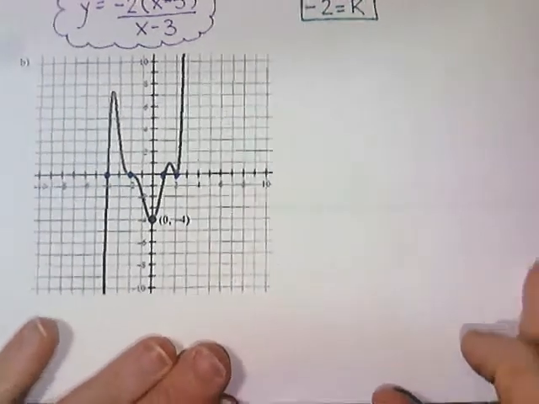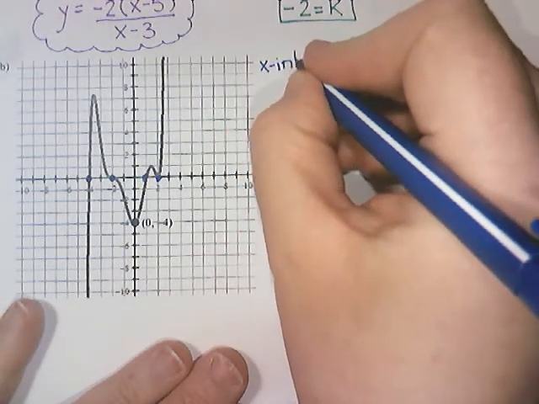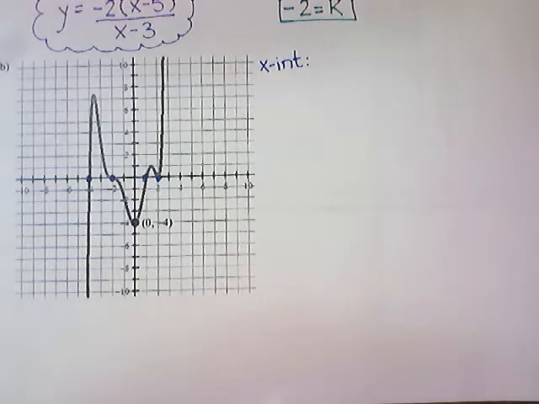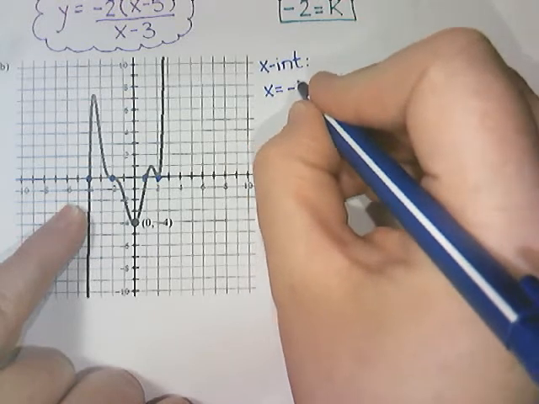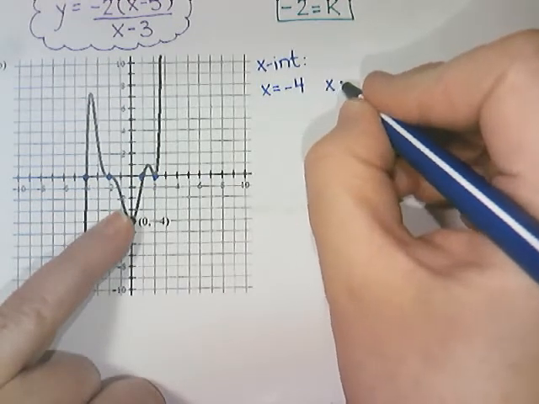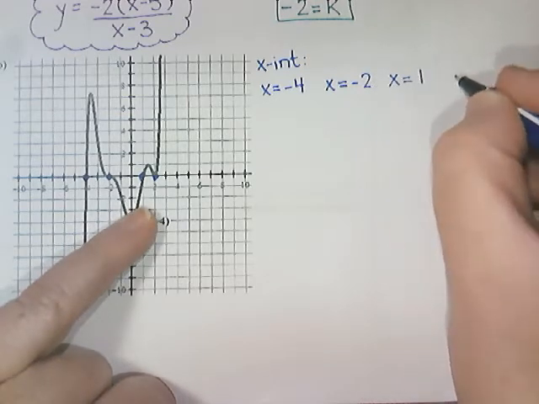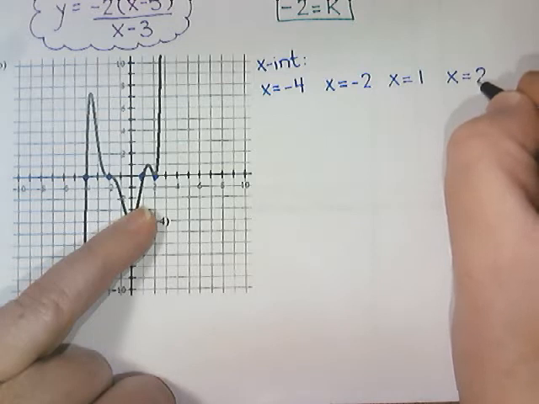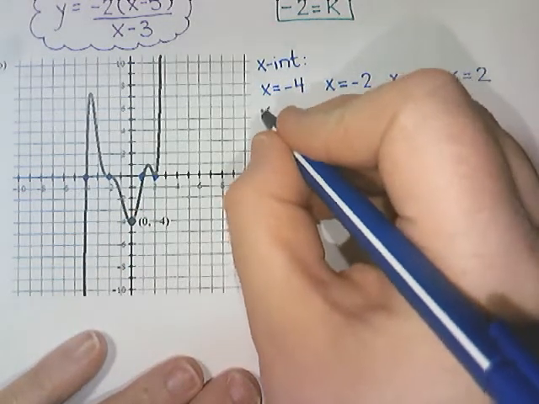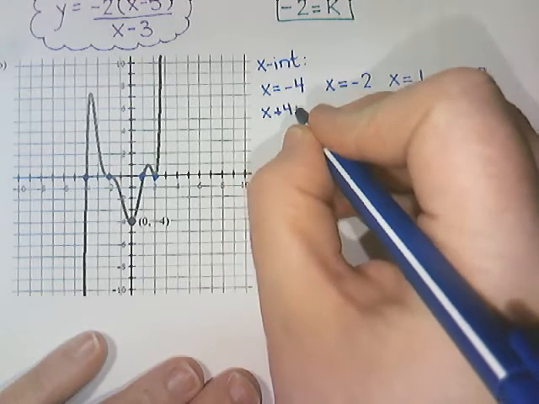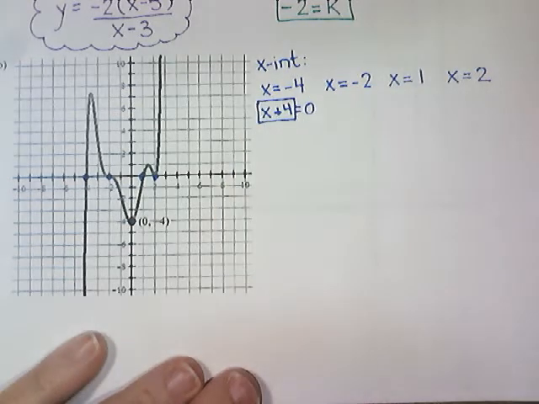So I am going to start by listing my x-intercepts and trying to figure out what the bracket would be that gave me those x-intercepts. So I have x equals -4, x equals -2, x equals +1, and x equals +2. For x equals -4, I would add 4 to get x plus 4 equals 0. So one of my brackets will be x plus 4.